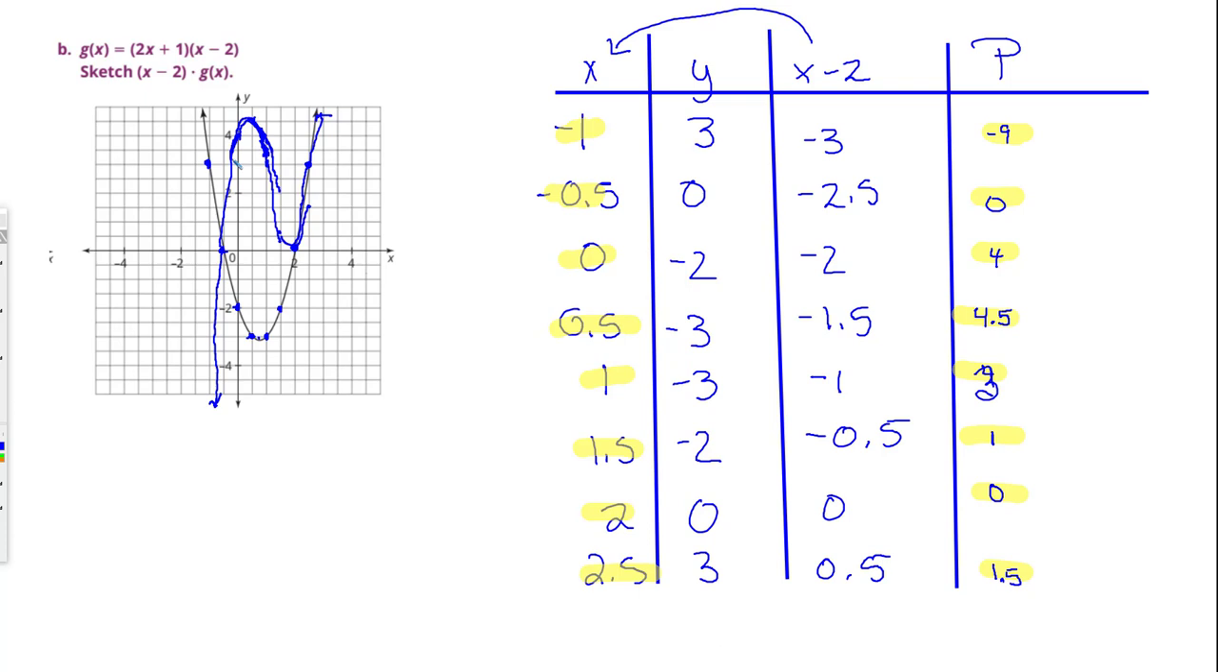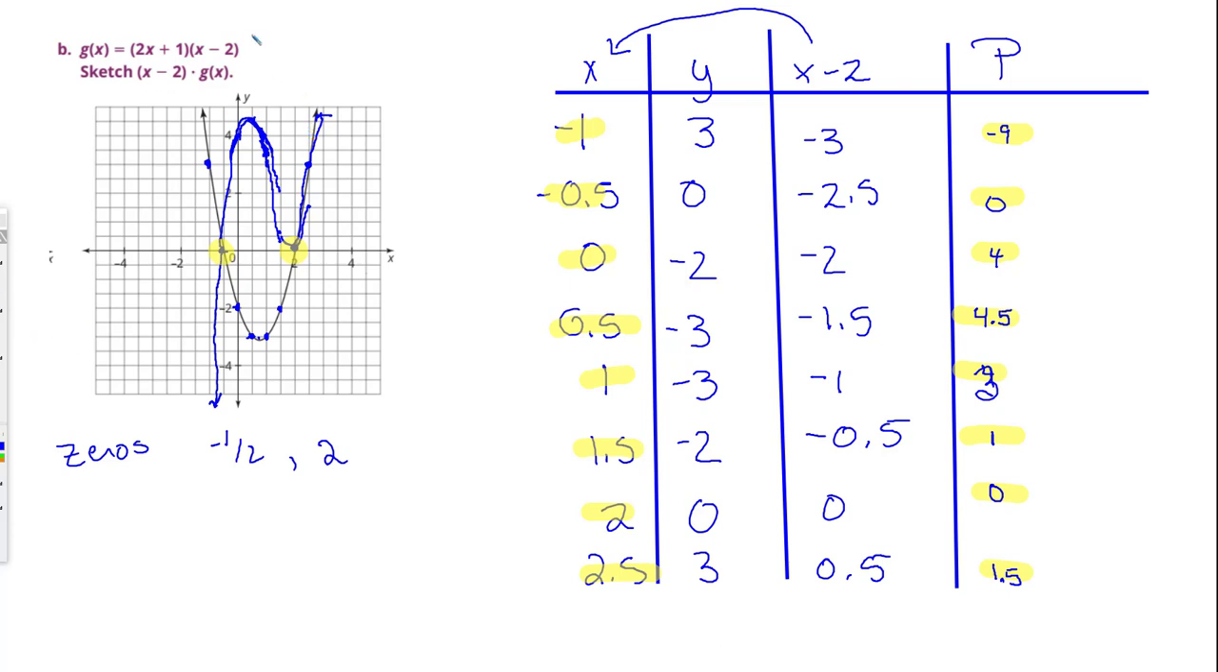And so your graph should look something like this. So we had zeros on this one at -1/2 and 2. We only had 2 zeros. Here and here. So this 0 we touched and came back.